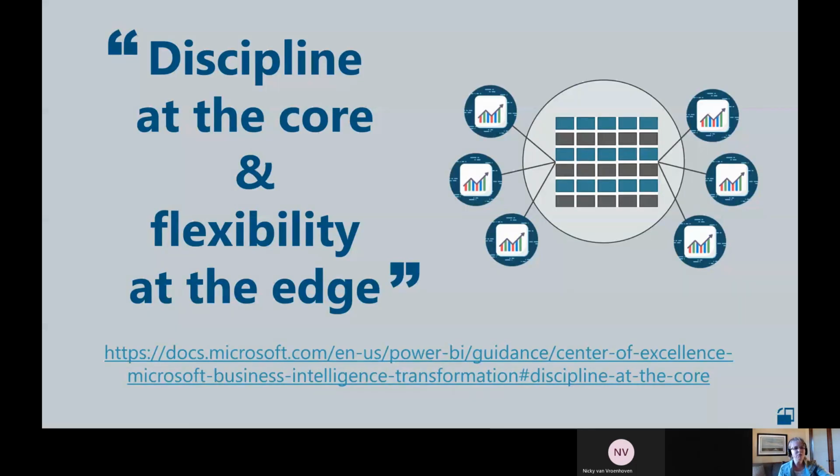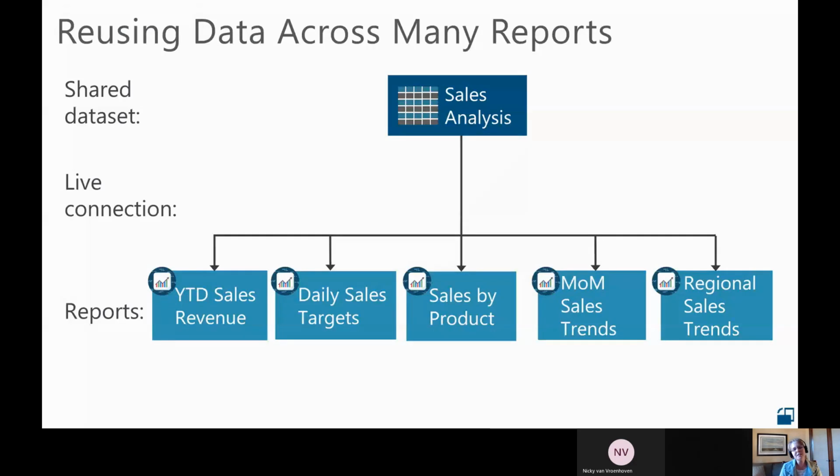And so the formal name for this that Microsoft has been using is called discipline at the core and flexibility at the edge, which kind of makes sense, right? We've got a lot of control over that data set in the middle. Another way I've heard it, a little bit humorously, is you can date a dashboard, but marry your data model. And from a practical perspective, what this looks like is we have a shared data set and a variety of reports connected to it by a live connection.